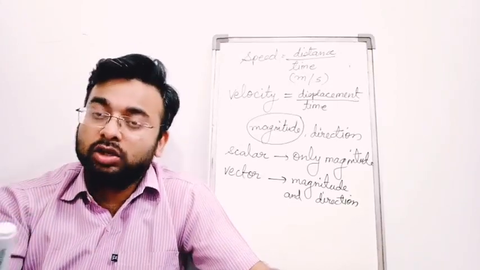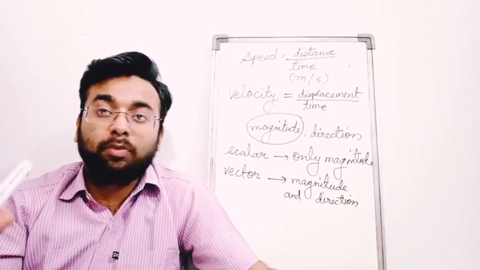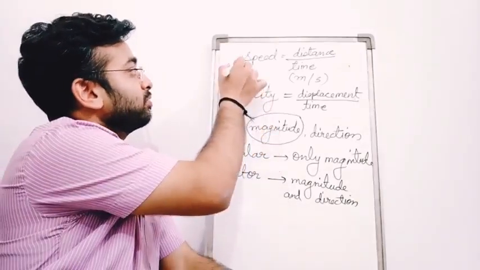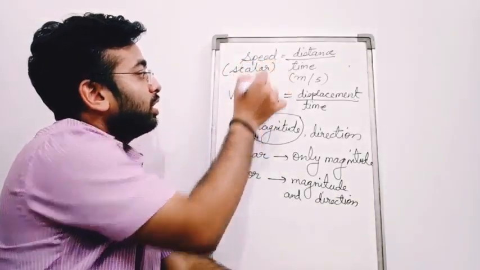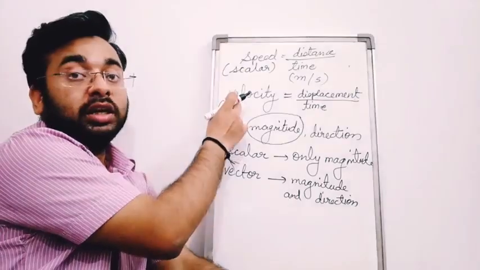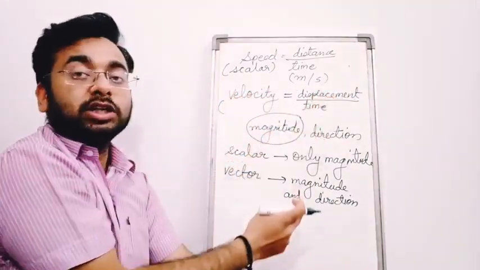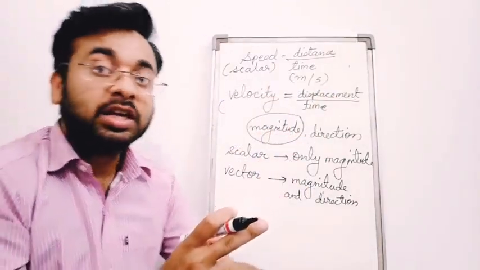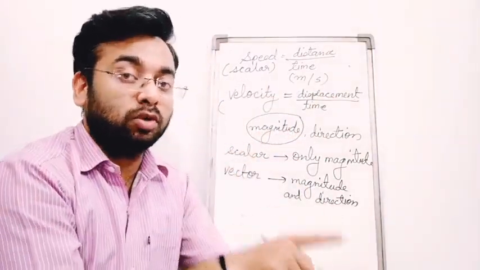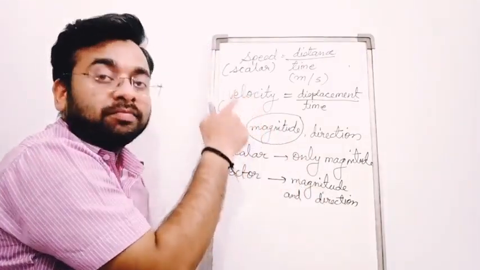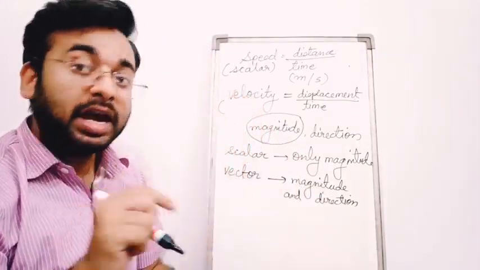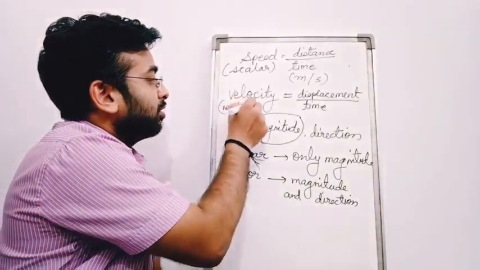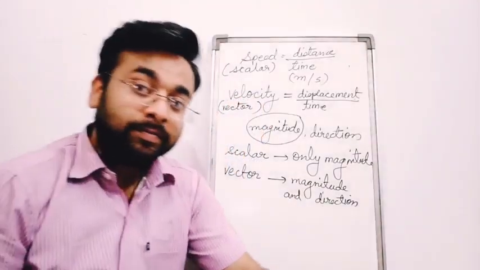So speed only specifies magnitude, as it is distance upon time. So speed is a scalar quantity, and velocity is defined as displacement with respect to time. Displacement is the shortest path, that is a straight line path. That means displacement specifies the direction of the motion. So velocity determines both magnitude as well as direction. So velocity can be termed as a vector quantity, right?